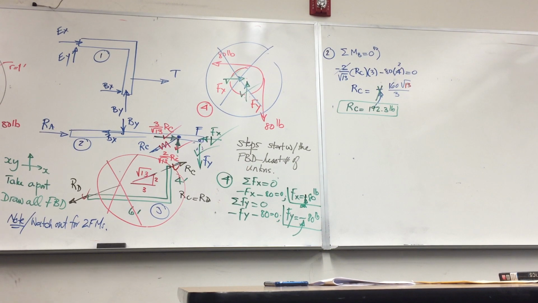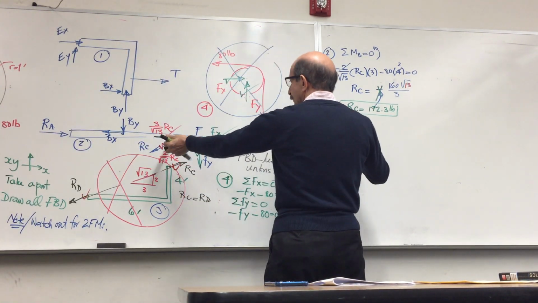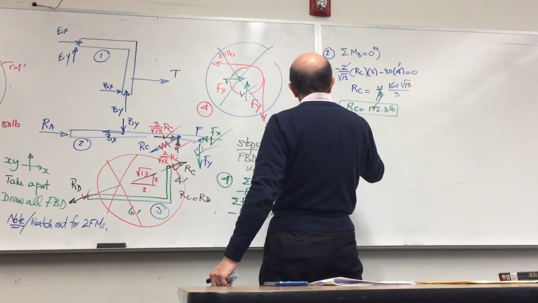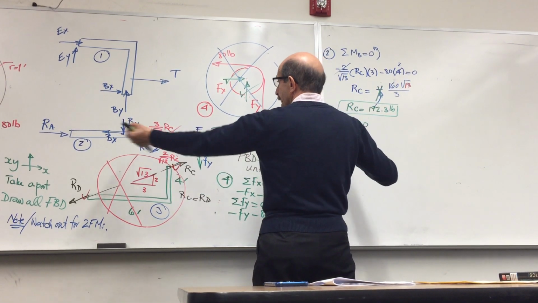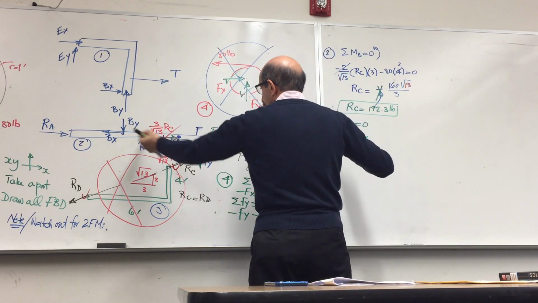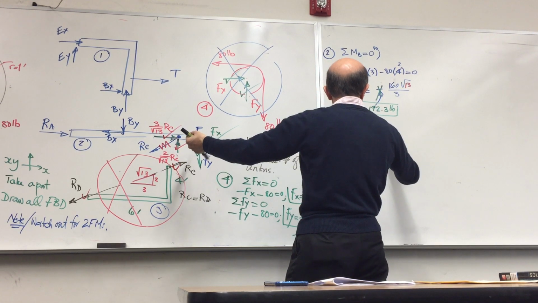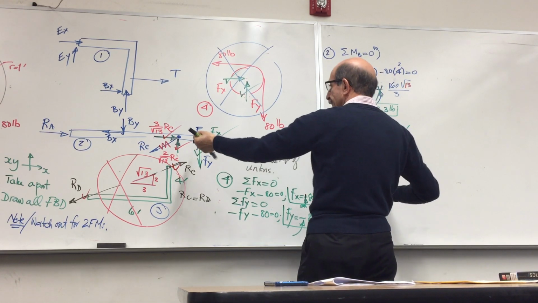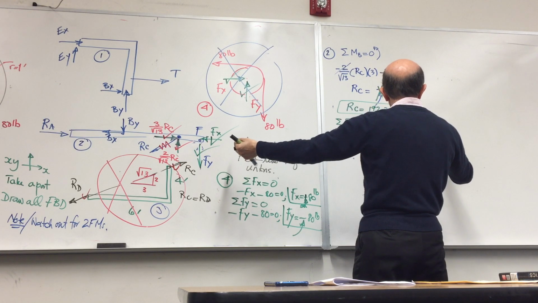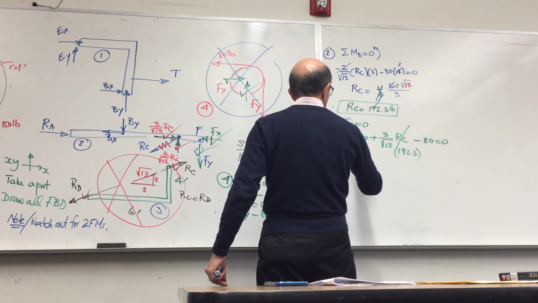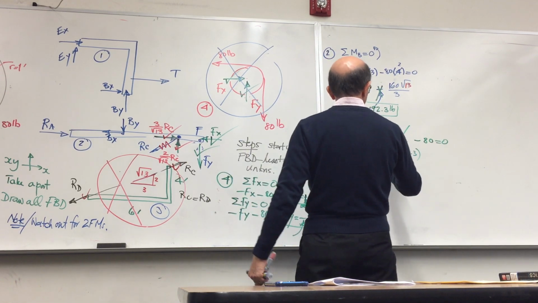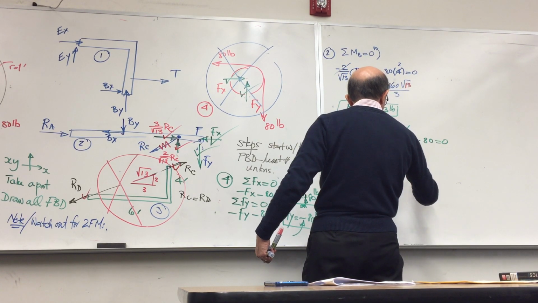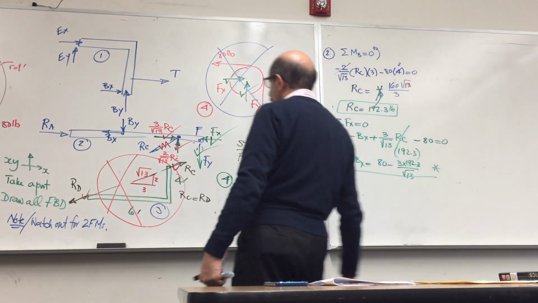Okay, so I have still 2 more equations here that I haven't used. So I will write summation of forces along x is equal to 0. That will give me RA minus BX plus 3 over square root 13 RC, which is 192.3, minus 80 is equal to 0. So if I simplify that, RA minus BX is equal to 80 minus 3 times 192.3 divided by square root of 13. So that's one equation and 2 unknowns.